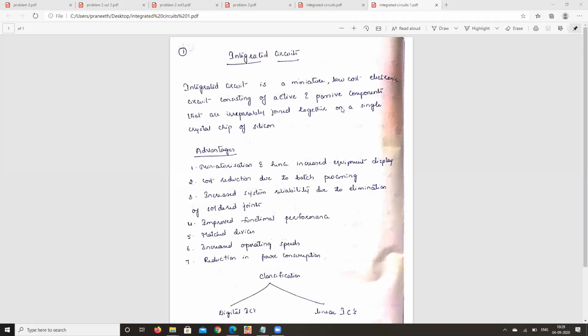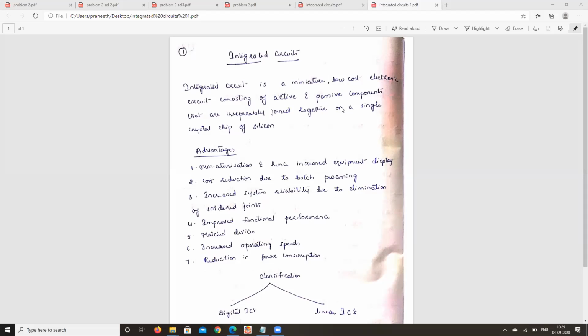Before going to the applications, in this unit you will learn about the block diagram, its characteristics, its parameters, and how to measure those parameters, and some compensation techniques to improve your parameters. So this unit will discuss all this.